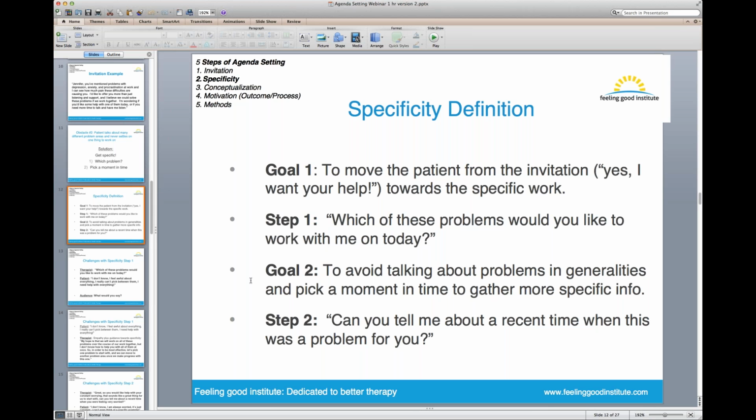So to avoid talking about problems in generalities, we'll ask the patient to pick a moment in time when this was a problem for them. Again, really simple, but actually fairly profound if you find that you're struggling with talking about problems in generalities, and you feel like you spend half the session trying to figure out what your patient is even talking about or wants help with.